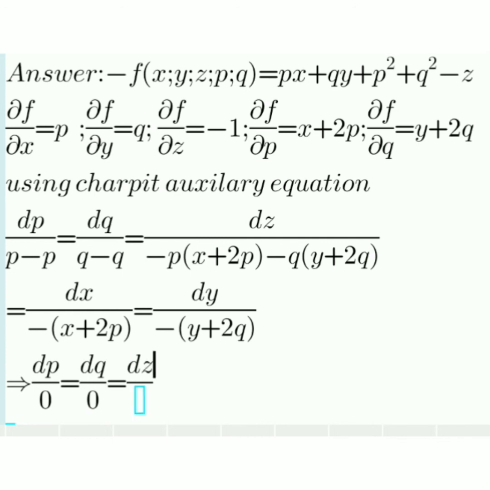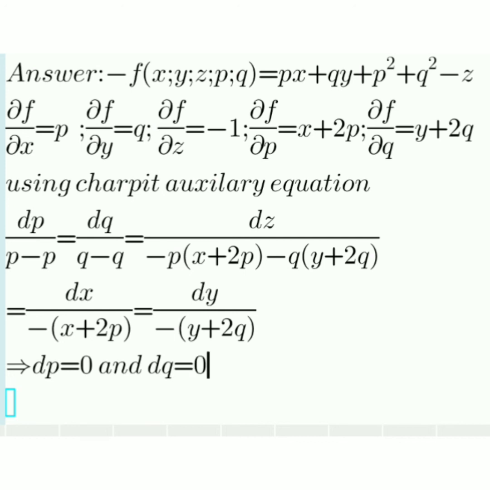Whatever I get, dp is equal to 0, and dq is equal to 0. This value I get. So I integrated that: p is equal to a, and q is equal to b, where a and b are constants.